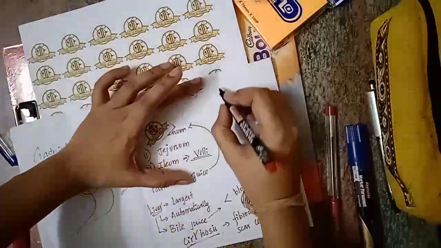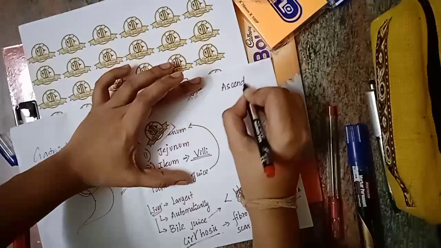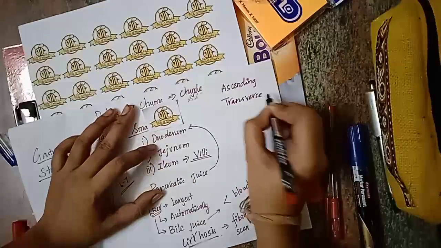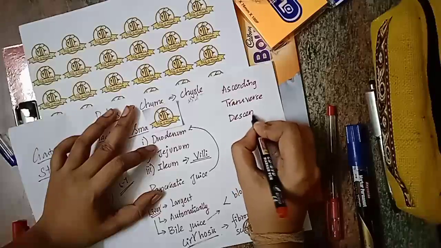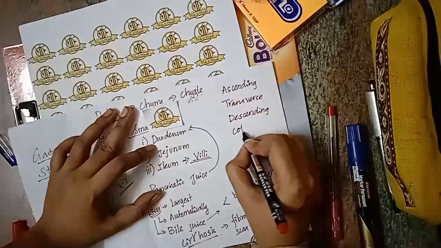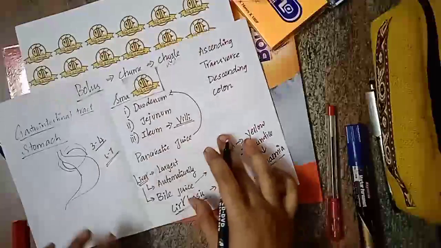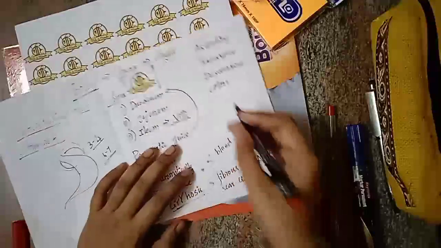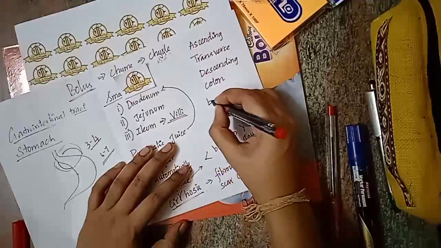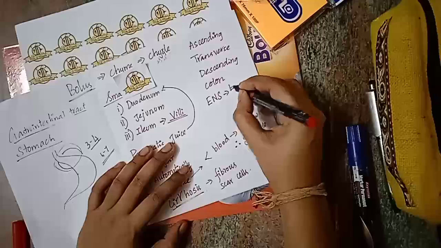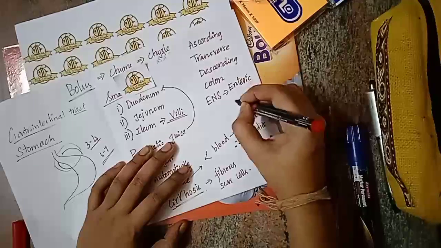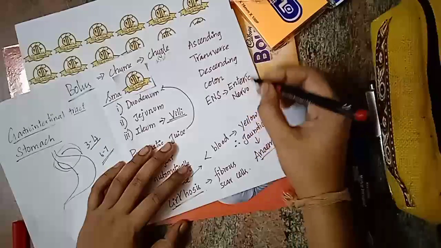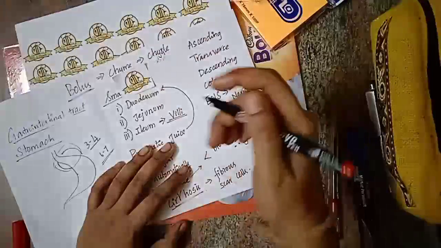So let me say, first one is ascending. Then we have transverse. Then finally we have descending and sigmoid. These are the 4 types of colon which are present in the large intestine, and there are millions of nerves in the intestine also. It is called the enteric nervous system, ENS. ENS is nothing but the enteric nervous system, which is present in the intestine. It contains millions of nerves which will coordinate the digestive functions.